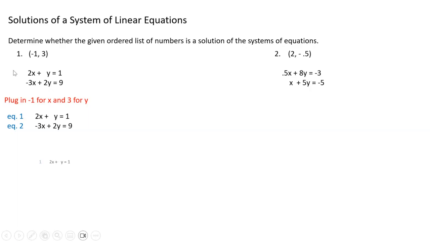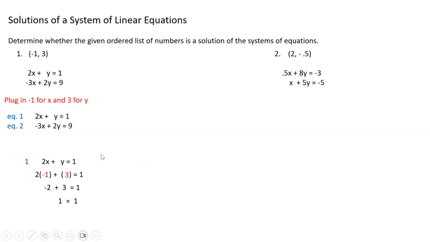Okay, so let's start with equation number 1. I'm going to plug in negative 1 for x and 3 for y. So x is negative 1 and y is 3. Now we get to evaluate it. So 2 times negative 1 plus 3 gives us negative 2 plus 3. This gives us 1 equals 1, right? So this is true for equation number 1.